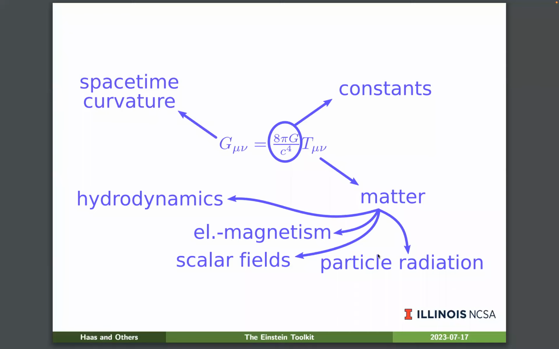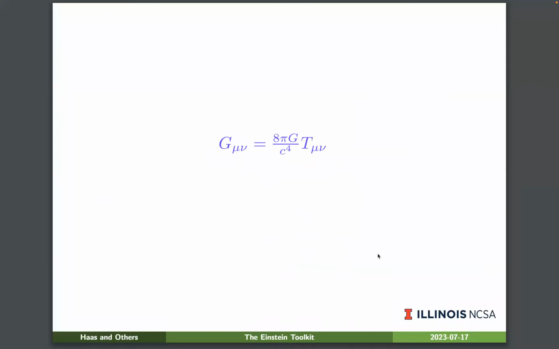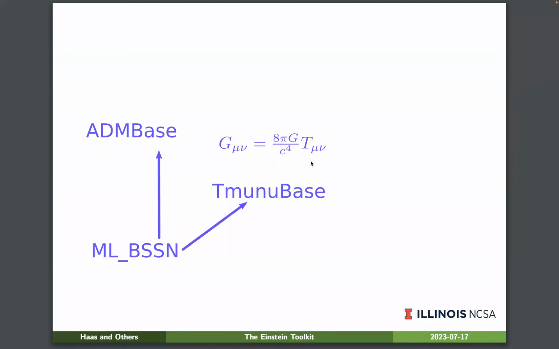So there are different things that would fall under matter. All right, so let me see, how does this look if you look at code? We try to have these modules that we call base modules that really don't do anything other than provide an interface. We have a module called ADM base, which will describe to anybody who cares what space-time looks like. We have a module called TMU base that lets anybody who cares look at or describe what the matter content looks like. Then there are evolution modules that will use these.